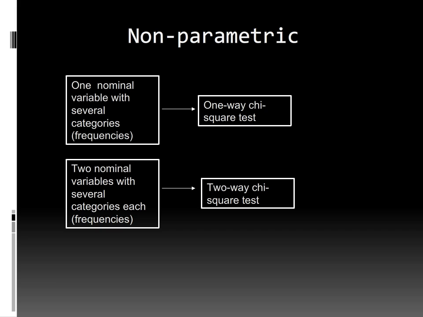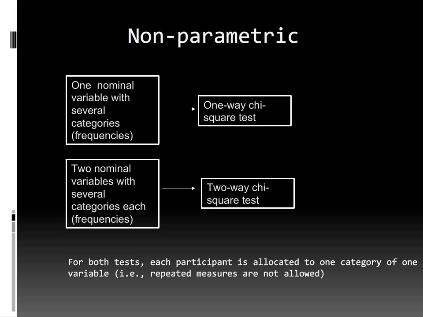The two-way chi-square test essentially tests an interaction. That is, whether the frequencies in the categories of one variable are dependent or not on the frequencies in the categories of the second variable. In our current example of a two-way chi-square test, we are asking whether personality type A or B is independent of gender, male or female. It is important to note for both tests, each participant is allocated to one category of one variable. Repeated measures are not allowed.